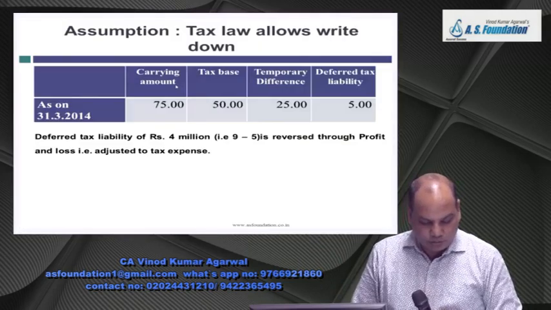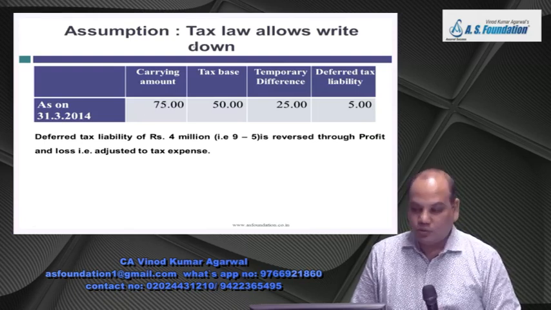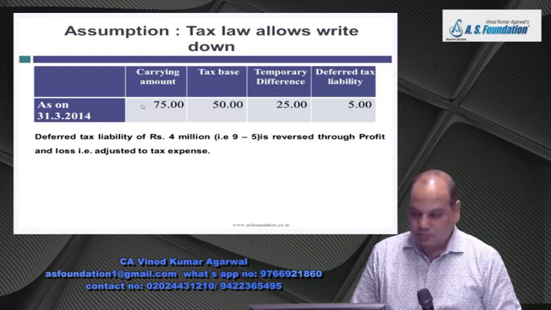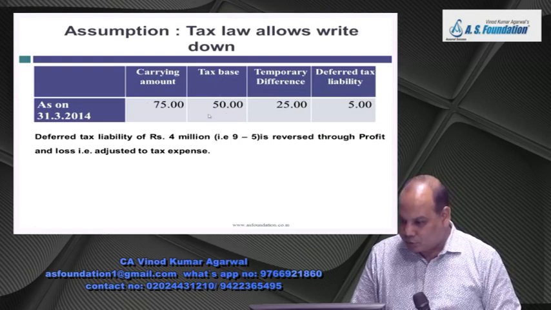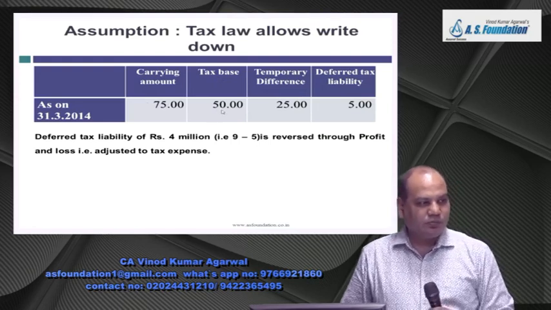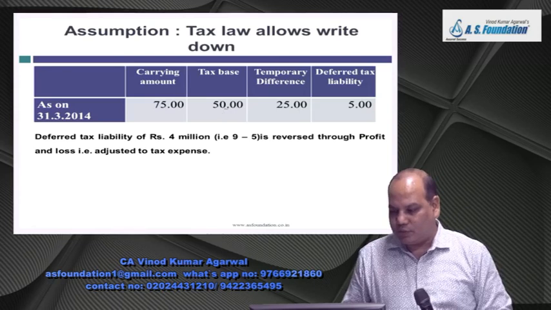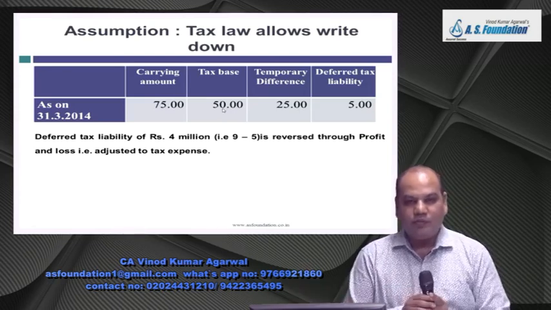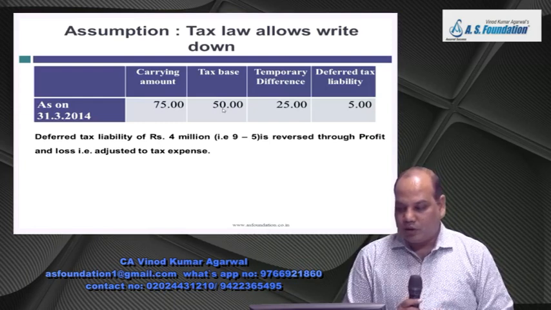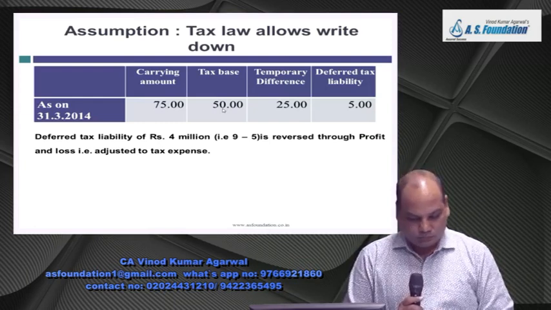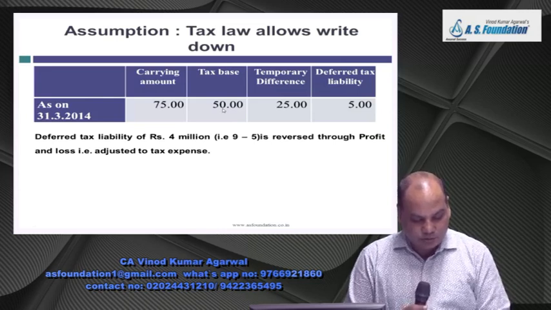Now, next answer, some portion is not typed in your book probably. So you can write case B. Tax laws allow write down. So what I'll do, I will reduce 5 from tax base also, assuming that tax laws allow the write down. So now write down carrying amount 75. This table I think is printed in your book also.